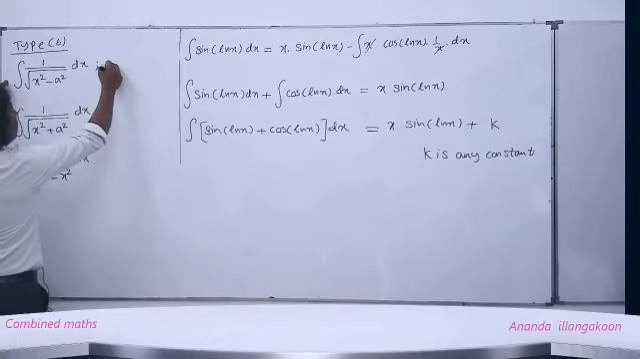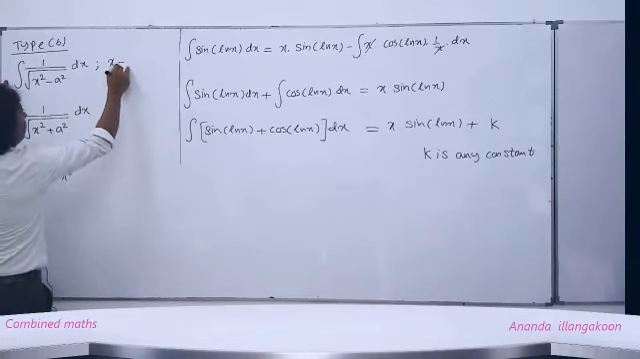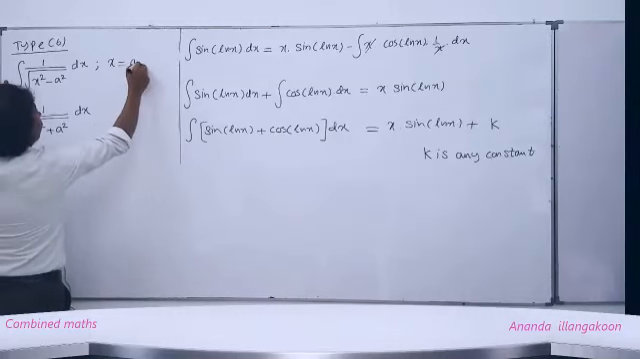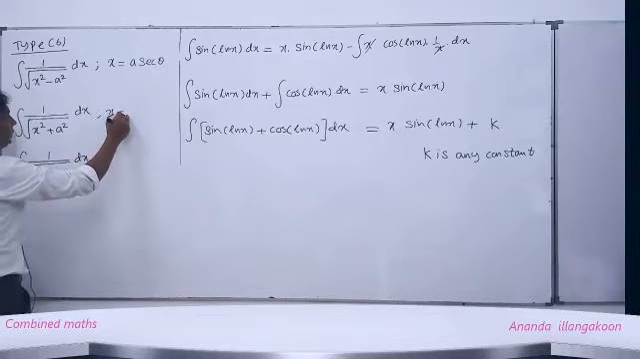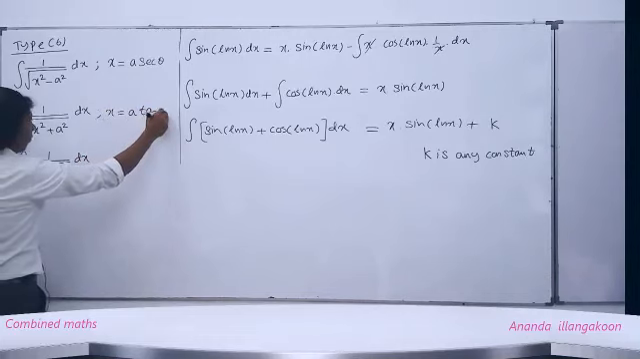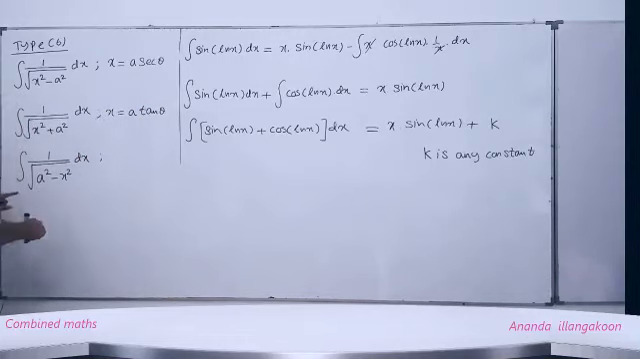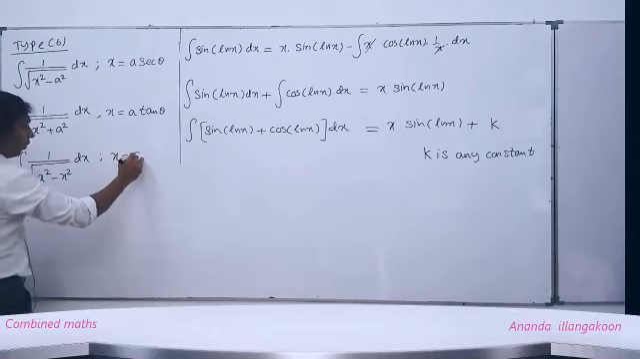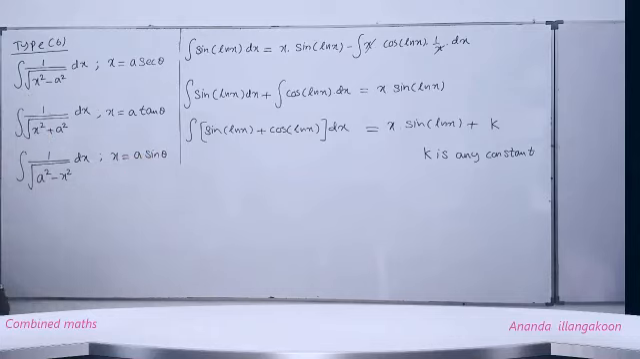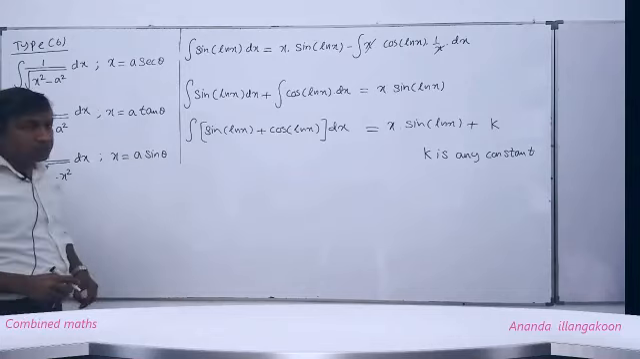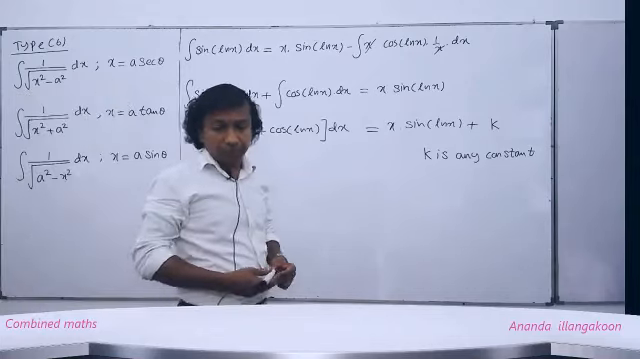Then here, when we integrate this, the substitution we use is x equals a sec theta. Here the substitution is x equals a tan theta. Here we know actually this is sin inverse x upon a, no? Here we use x equals a sin theta. These are the substitutions. I'll explain one by one how we use these substitutions in the integration process.